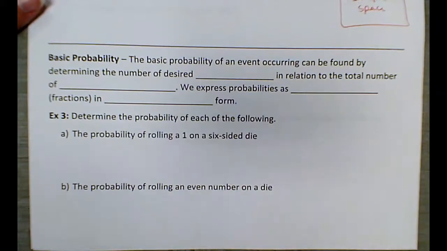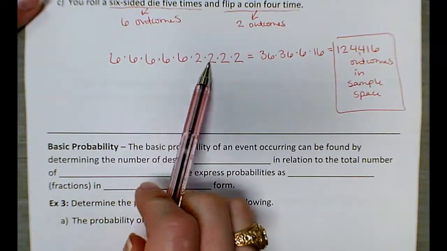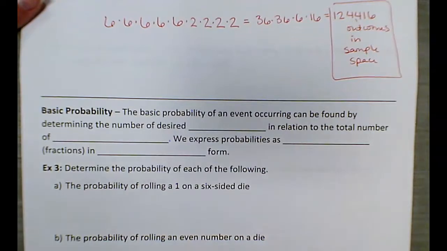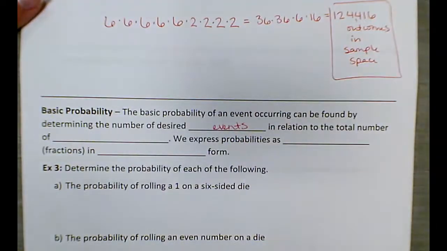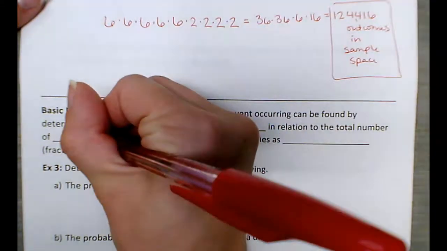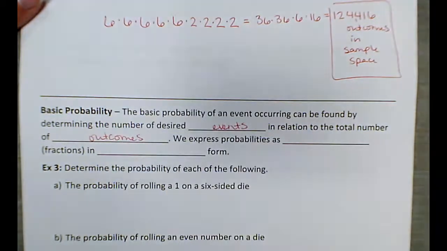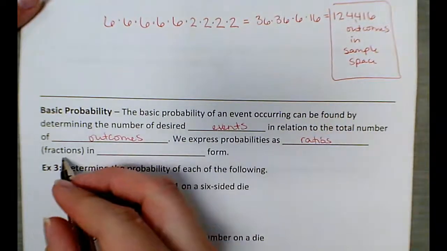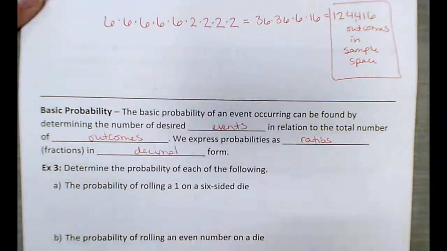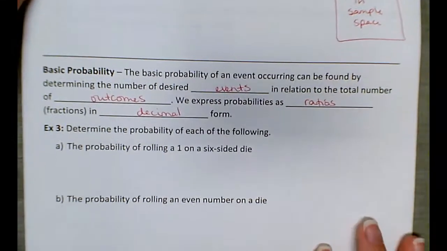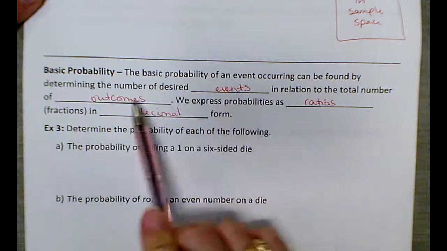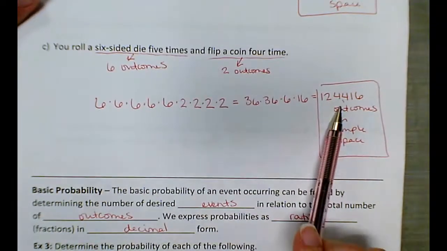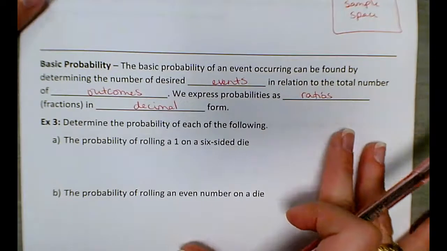So let's look at basic probability. The basic probability of an event occurring, so maybe rolling a 5, 5, 5, 5, 5, heads, heads, heads, heads, can be found by determining the number of desired events in relation to the total number of possibilities or outcomes. We express probabilities as ratios, which is a fraction, but we express it in decimal form, which some of you are probably going to be pretty excited about. And that total number of outcomes is what we were finding here with the fundamental counting principle. So we're going to create a ratio for that, and then we're going to turn it into a decimal.